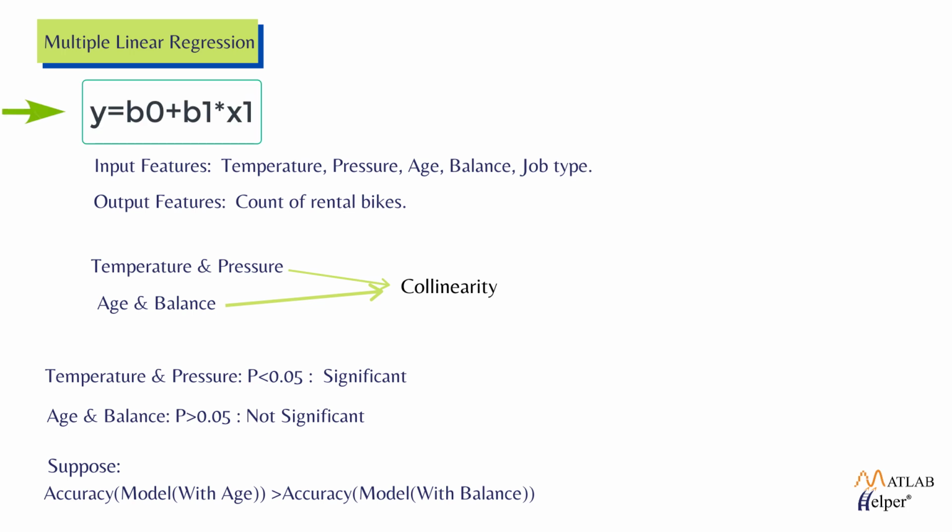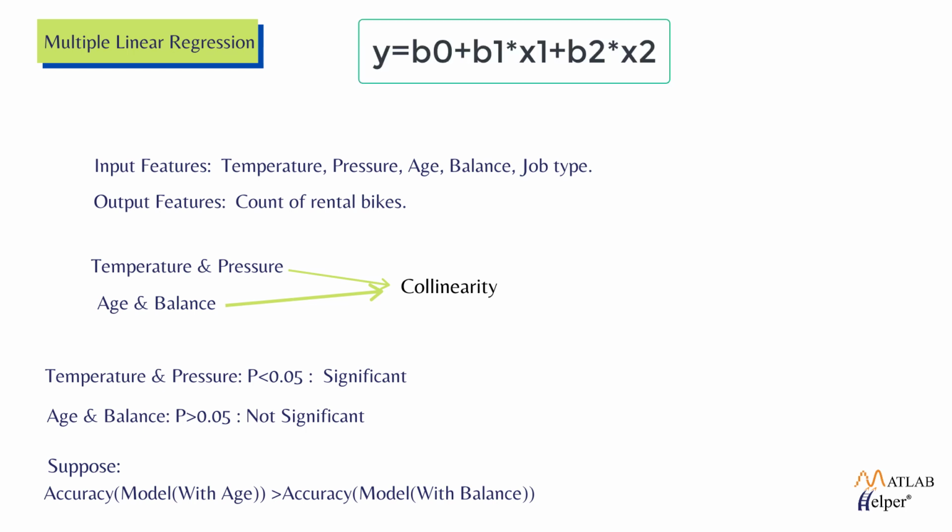Right here you can see the equation of simple linear regression, and in the equation we have only one variable. Multiple linear regression is just an extension of simple linear regression. The equation of the multiple regression model is y equals b0 plus b1 multiplied by x1 plus b2 multiplied by x2, and so on, for as many input variables as the data has.